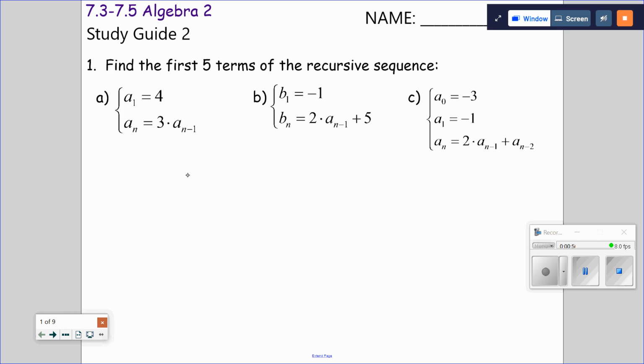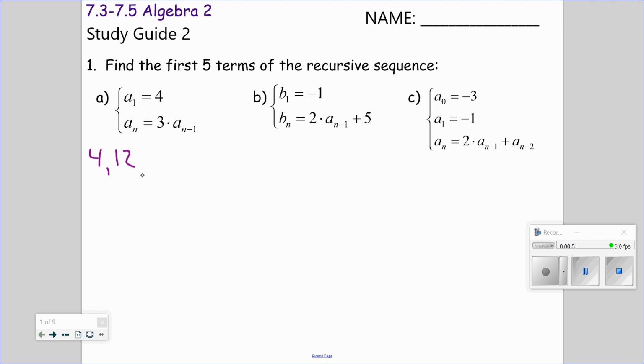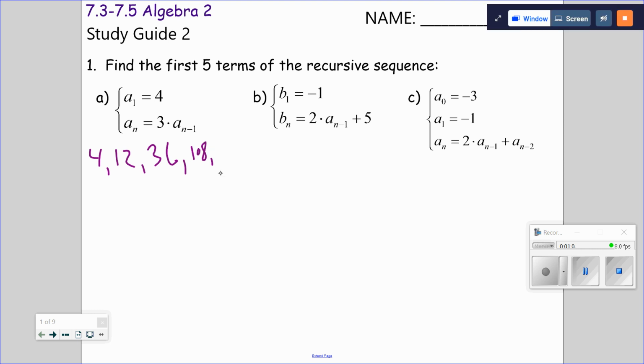4. The next one's 12. And then I can click enter to get my next one, 36. I can click enter to get my next one, 108. And then I can click enter to get my 5th term, 324. So any issues on 1A?